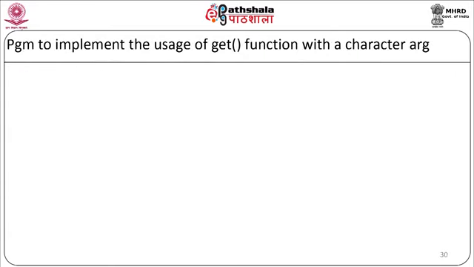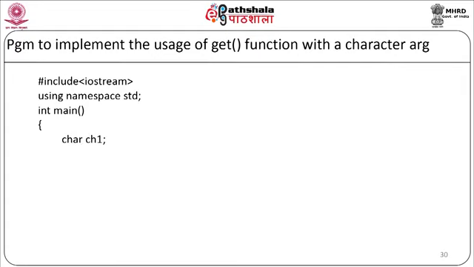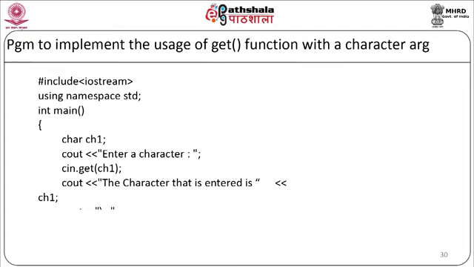Now let's see a program to implement the use of the get function with a character argument. We'll start with our program: #include <iostream>, using namespace std. We'll start with our main function, int main. Here we'll declare one character as char ch1. We'll display the message to the user, "Enter a character". Now we'll take the input using the get function as cin.get(ch1). We'll display the message on the screen as cout "The character that is entered is ", and the value of ch1.